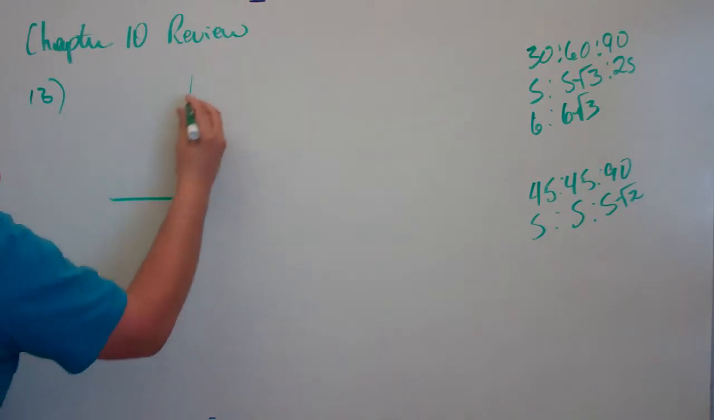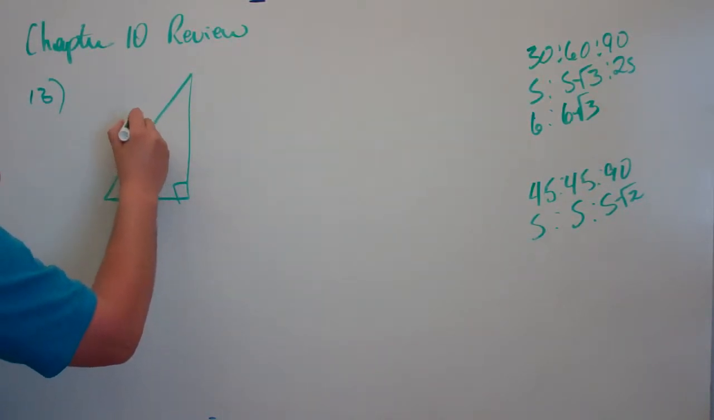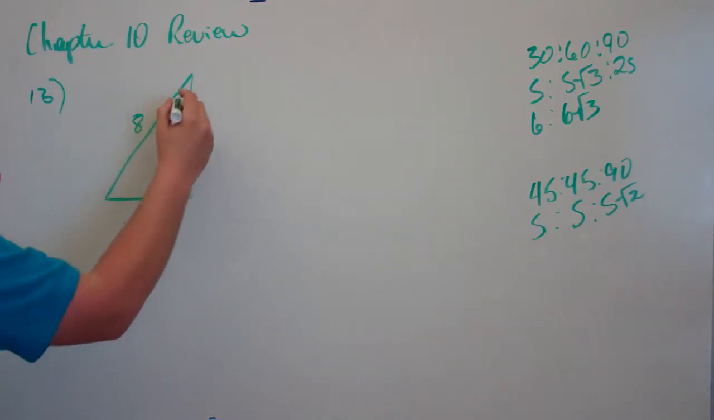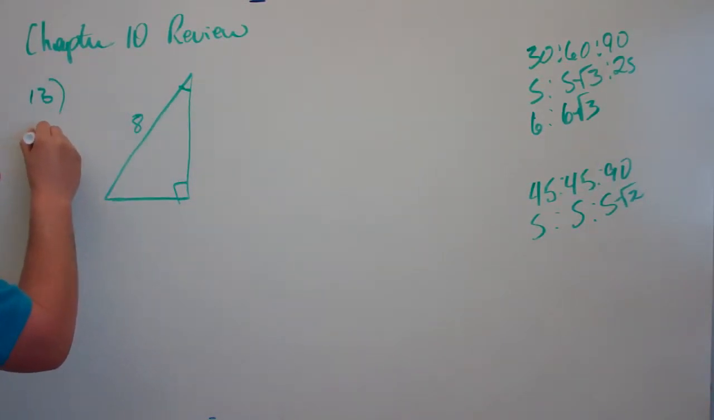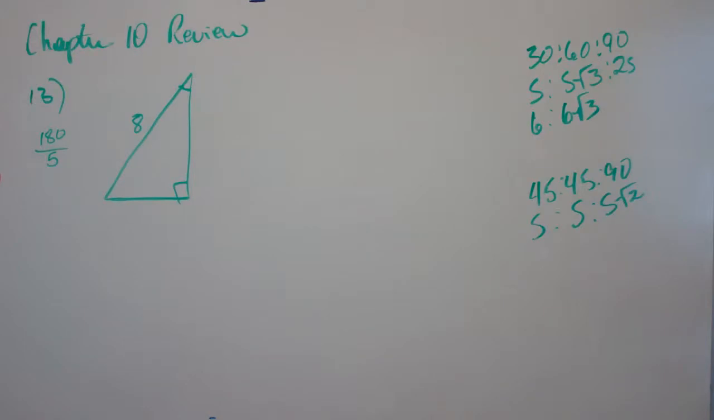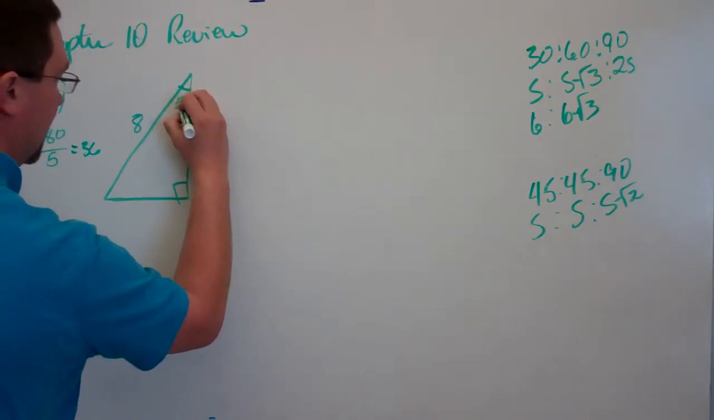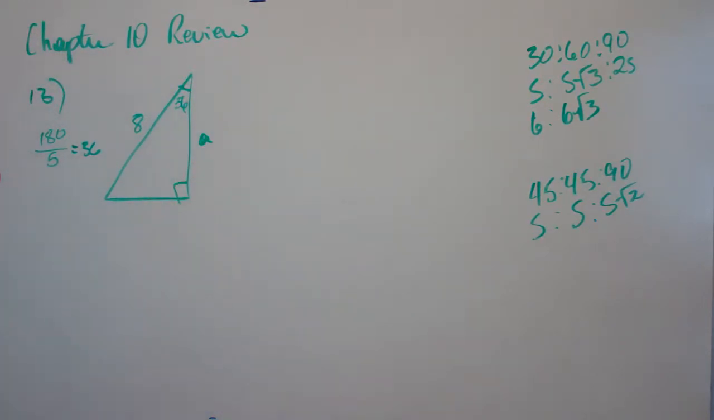Again, you're just worried about this triangle, and we know that this is 8. So we need to find this angle. Remember, 180 divided by the number of sides. We have 5 sides. So that's 36. So this is a 36-degree angle. We need to find our apothem. Also, we need to find our side length. So we're actually going to have to do this problem twice, and I'll show you why.